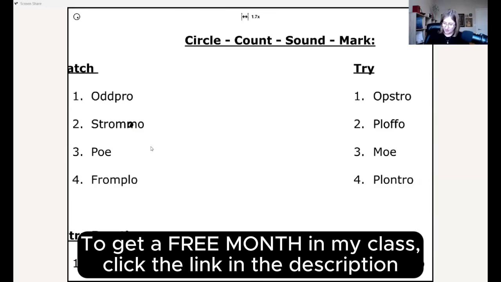Let's try it over here again on this number 2. What would this word say with only one M? Stromo. What would it say with two M's but without the R? Stomo. What would it say without the T, without the R, and without one of the M's? Somo, right? S-O-M-O, somo.